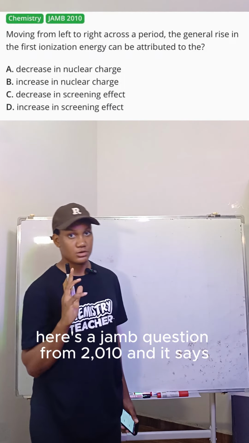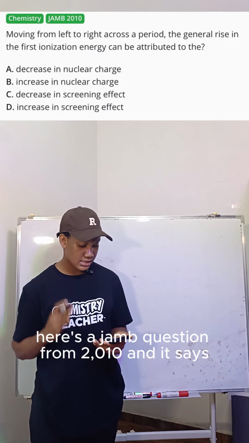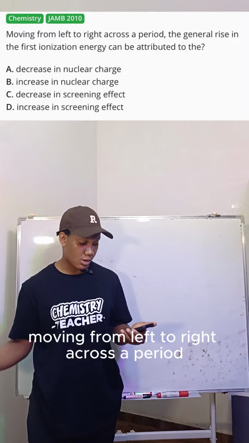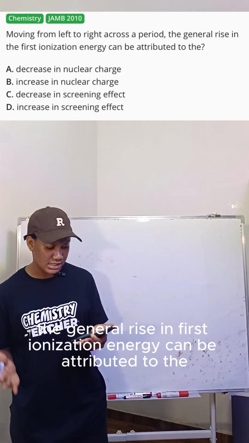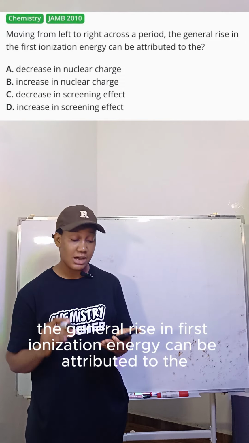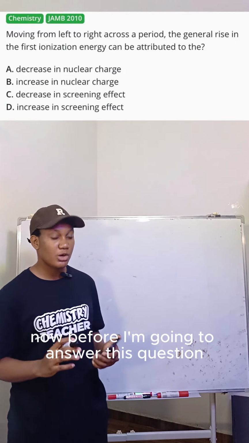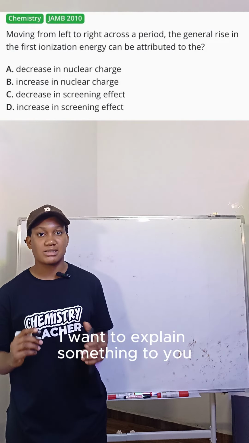Here's a JAMB question from 2010, and it says, moving from left to right across a period, the general rise in first ionization energy can be attributed to the... Now, before I answer this question, I want to explain something to you.